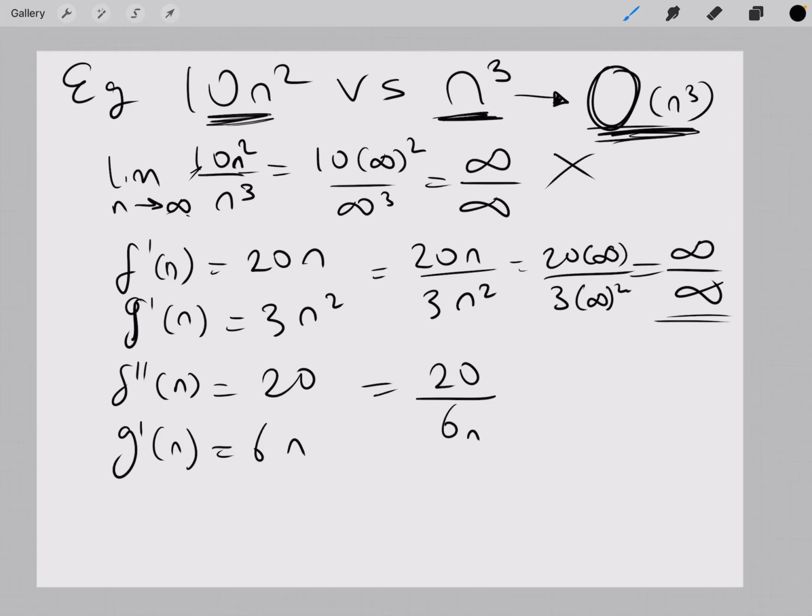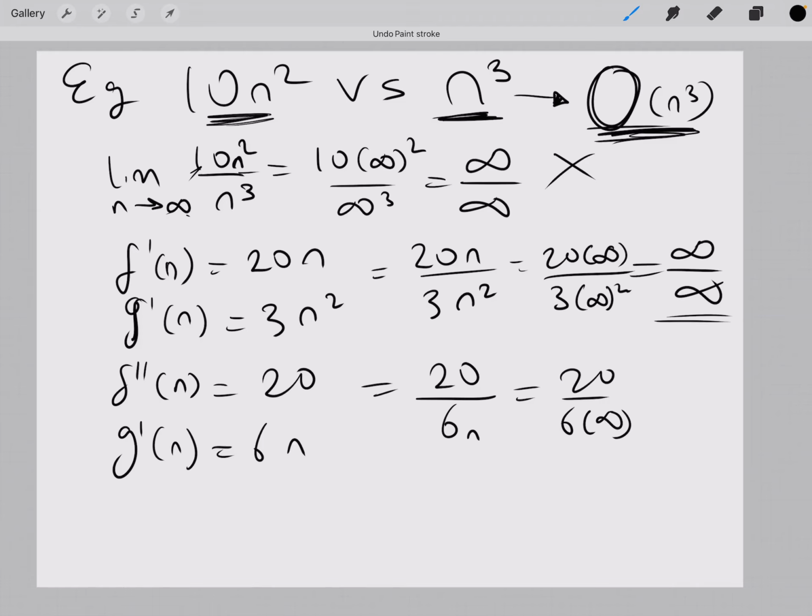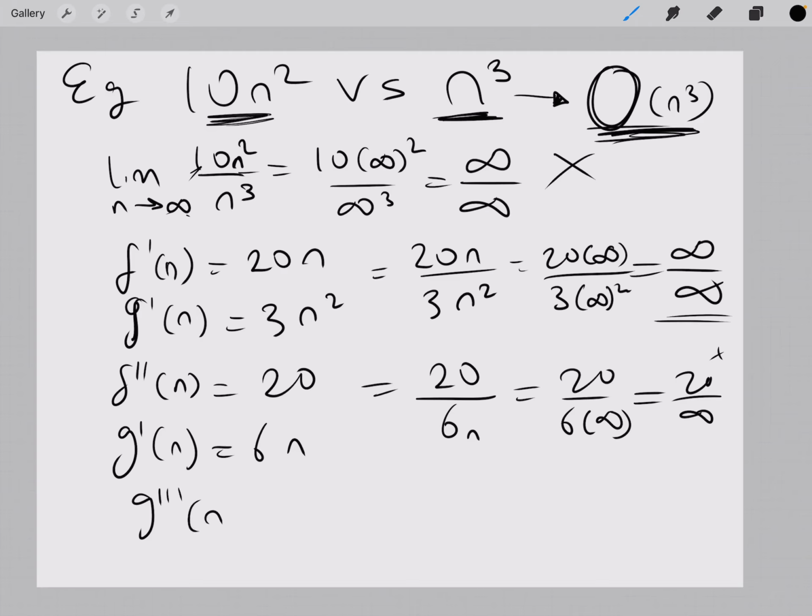Now, if we put in the values, we have 20 divided by 6 times infinity, which is 20 divided by infinity. This should give us 0, but let's say we don't like what this value is giving us, 20 divided by infinity. So let's go one more time. F triple prime of n is going to be 0, and g triple prime of n is going to be 6.